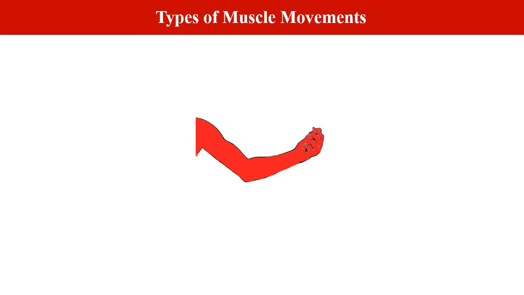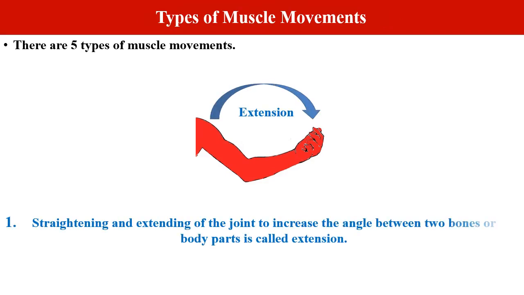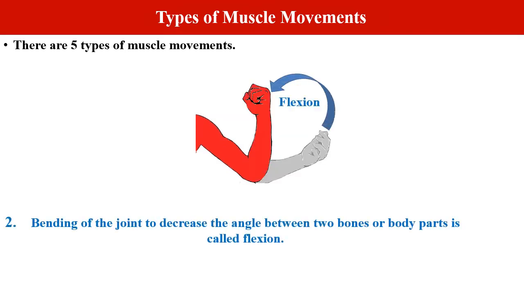Types of muscle movements. There are 5 types of muscle movements. Straightening and extending of the joint to increase the angle between two bones or body parts is called extension. Bending of the joint to decrease the angle between two bones or body parts is called flexion.